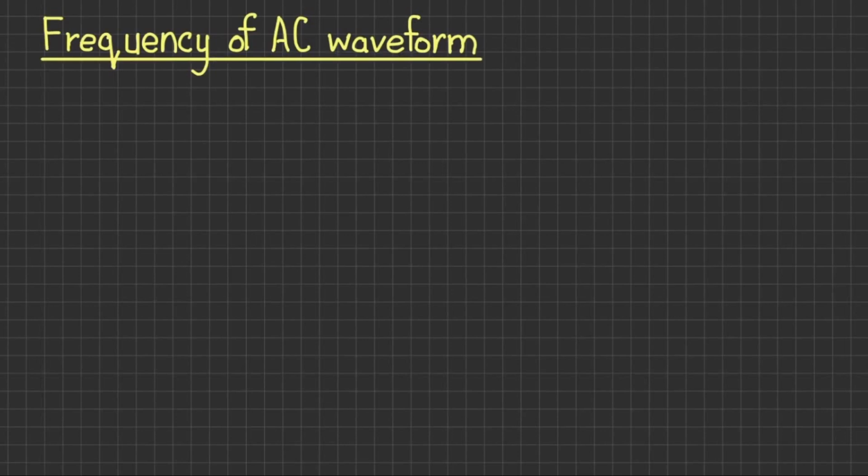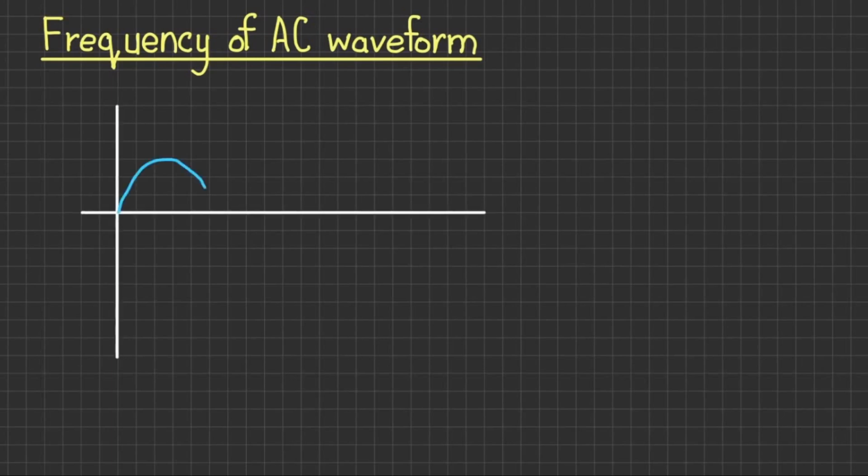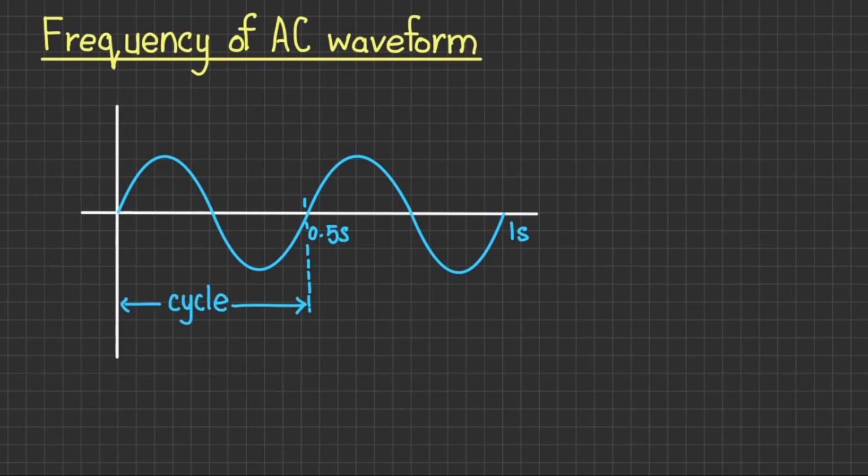Now let's talk about some of the characteristics of an AC signal. First, there is frequency. Just like a heartbeat measures the rhythm of life, frequency measures the rhythm of an AC signal. In order to understand what frequency is, let's first understand what a cycle means for an AC waveform. If we draw an AC waveform as shown, we can see that the waveform repeats itself after a certain time. This repeated pattern of an AC waveform is called one cycle of an AC waveform.